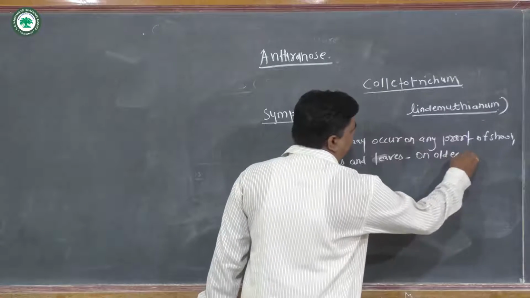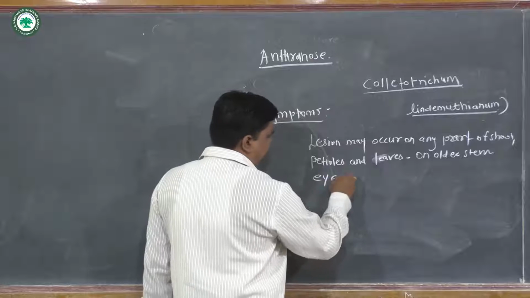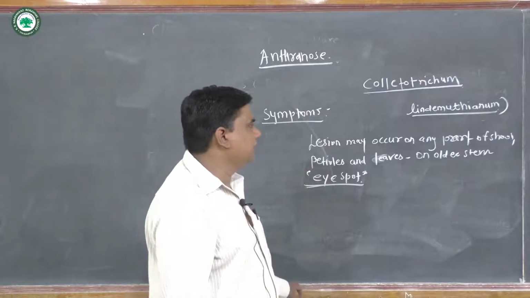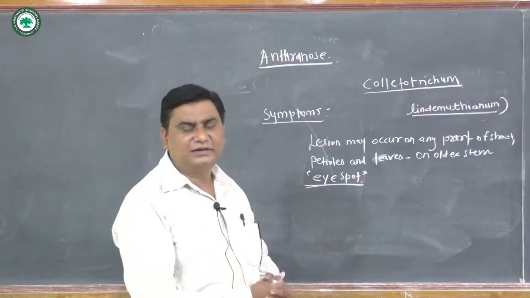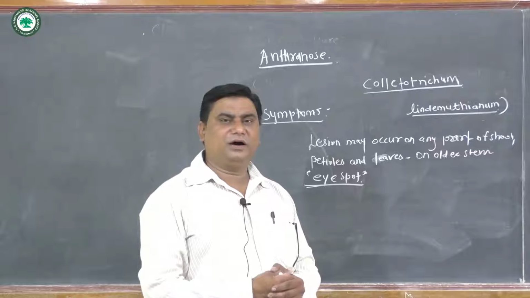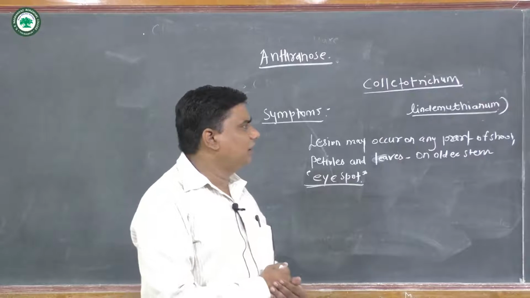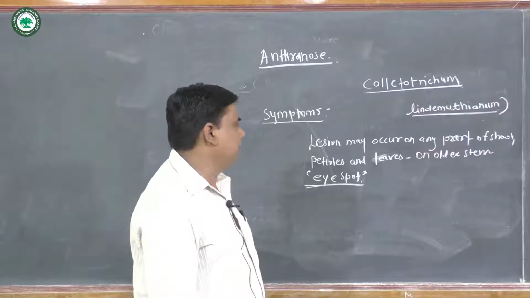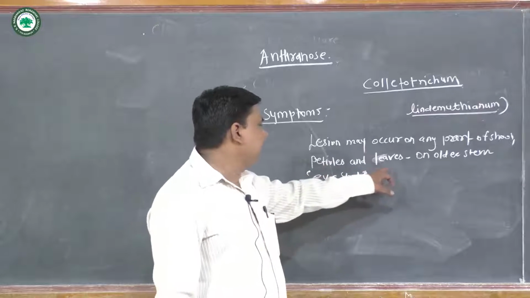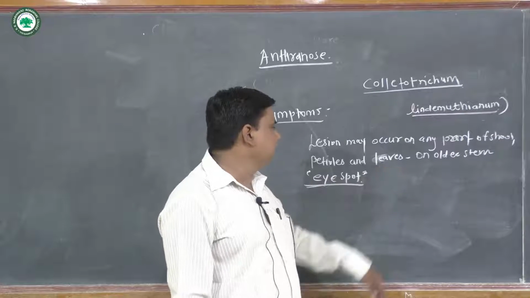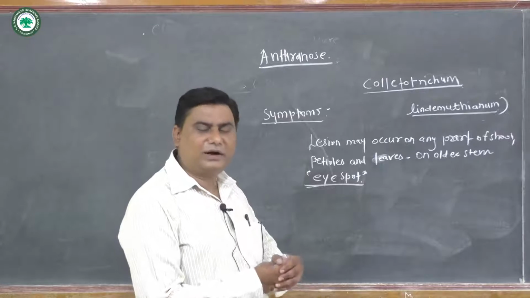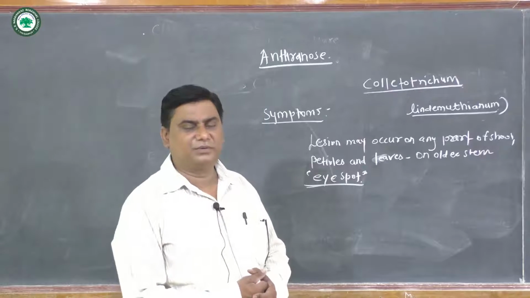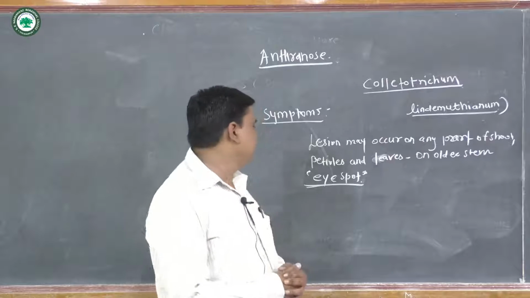On older stems, eye spots develop, and again lesions are seen, initially on the lower surface and then on the upper surface of the leaves. So these are the symptoms. Lesions may occur on any part of the shoot, then petioles and leaves, on the lower and upper surface of leaves, and on the older stem there is the development of eye spots.